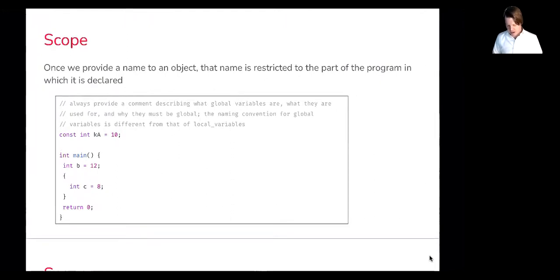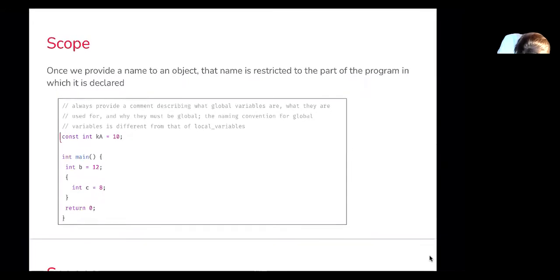Once we provide a name to an object, that name is restricted to the part of the program in which it's declared. So this is just perhaps an easier snippet of code to read than what I hand wrote on the previous page. Here, we have a global variable. We should probably minimize our usage of these in our application when we can. But when we do introduce them to a program, we're always going to provide a comment describing what the global variable is, what it is used for, and why it had to be placed in the global namespace, if you will.